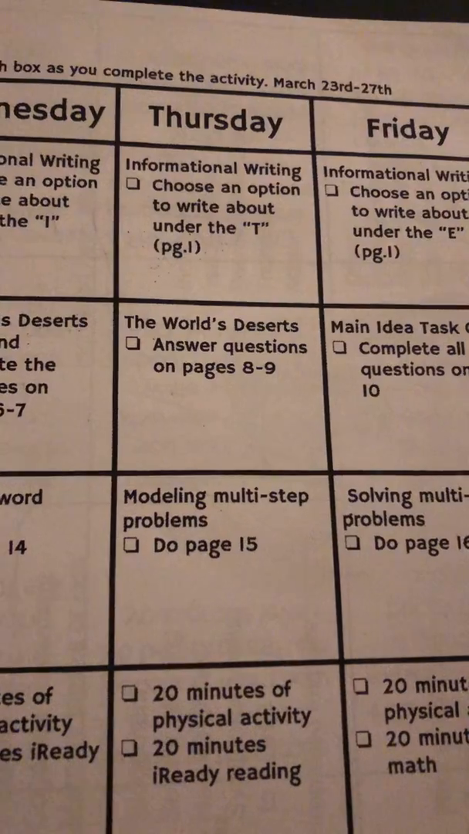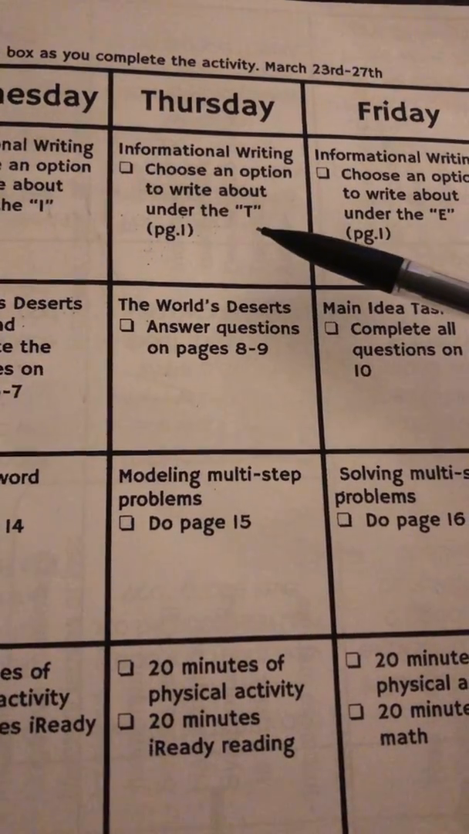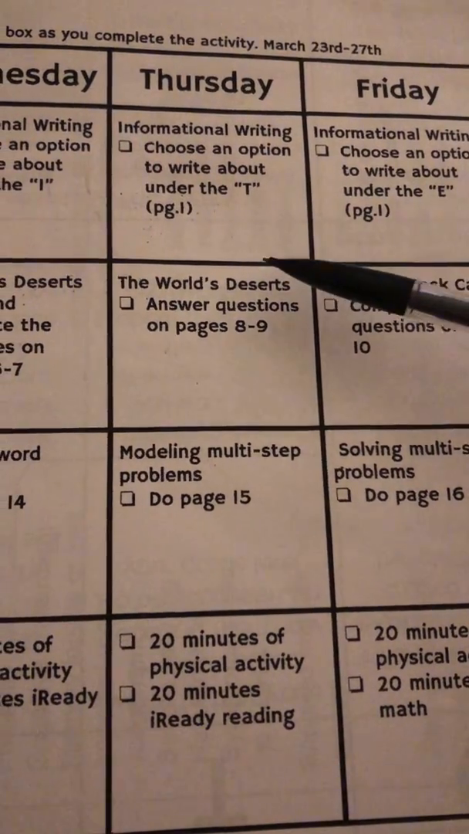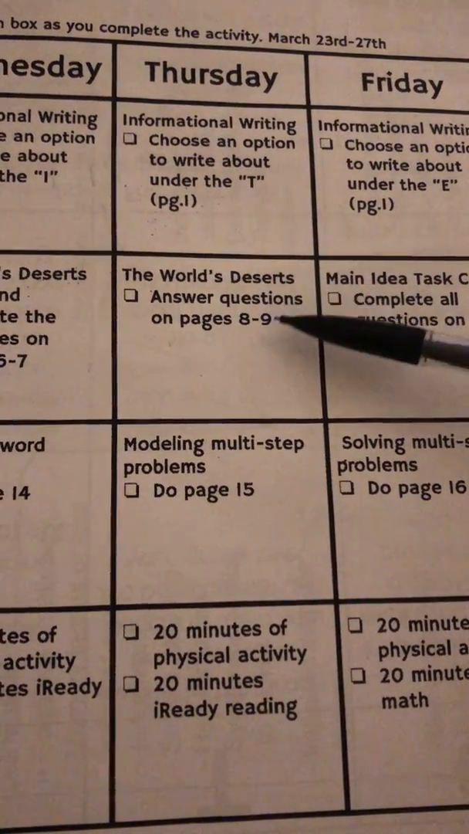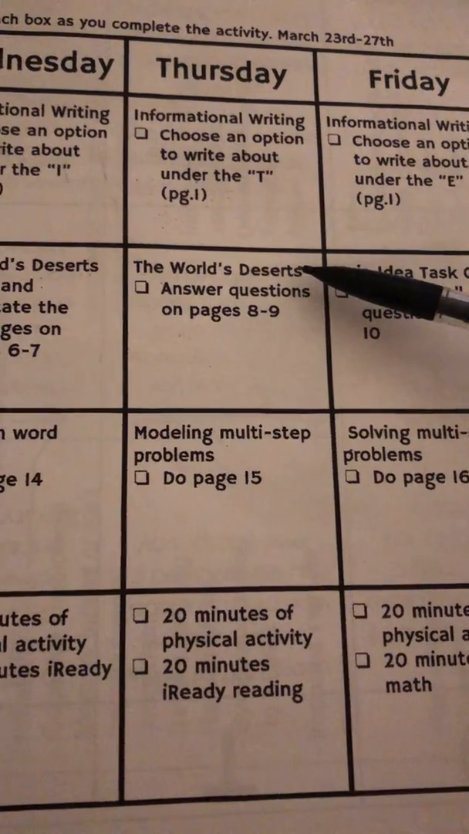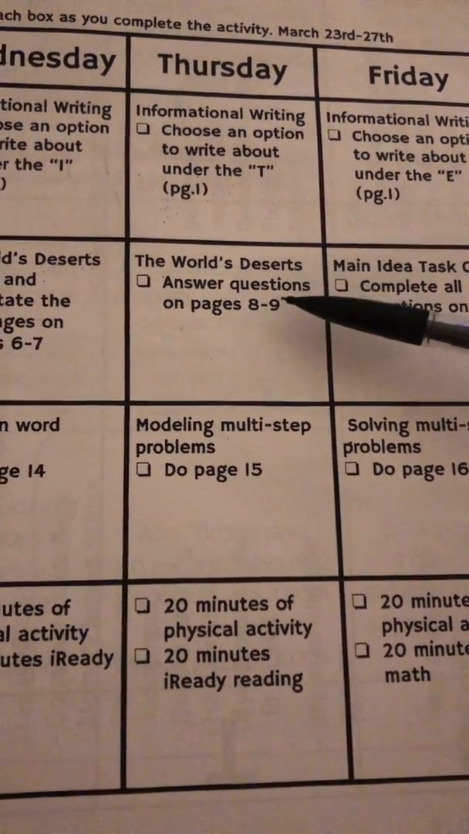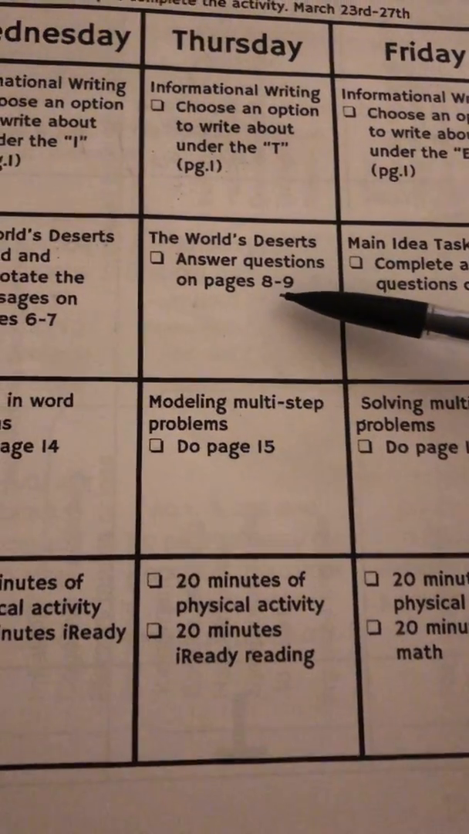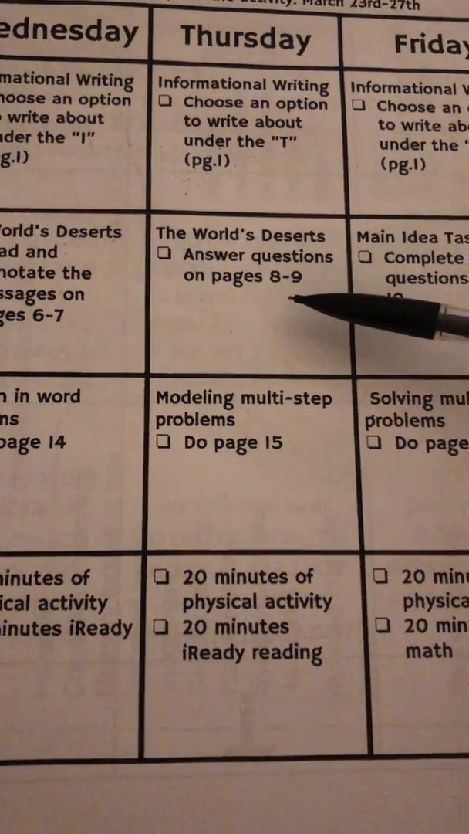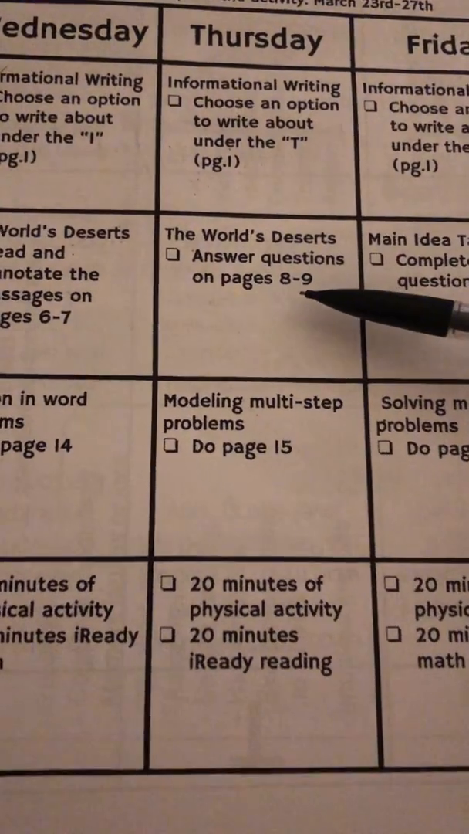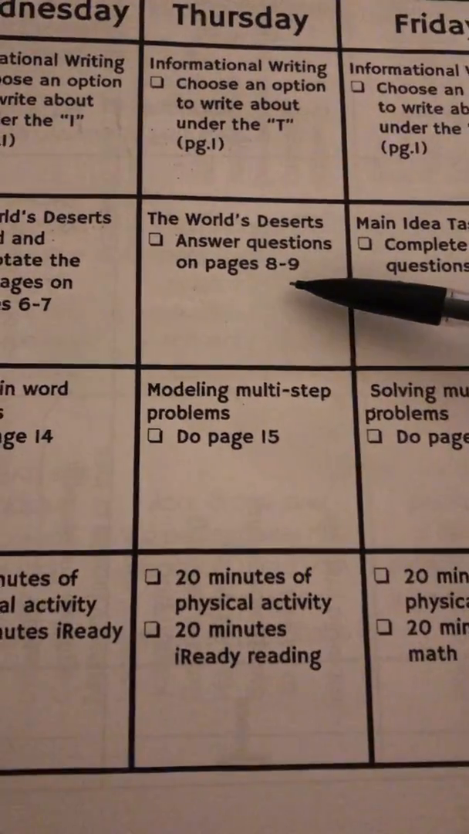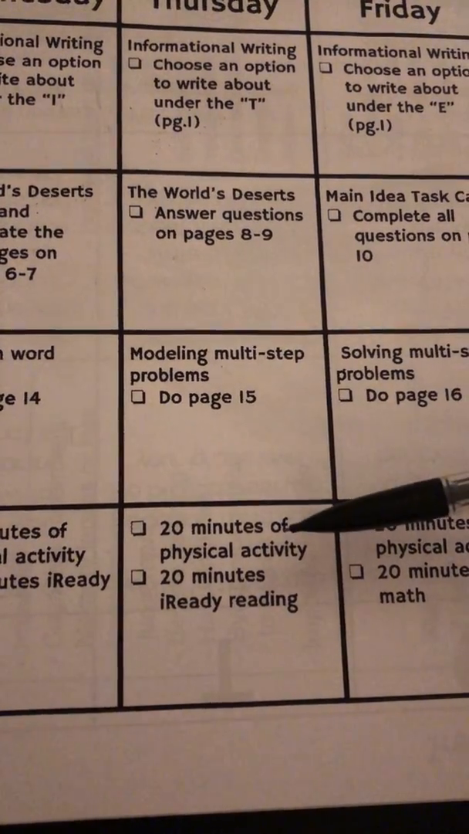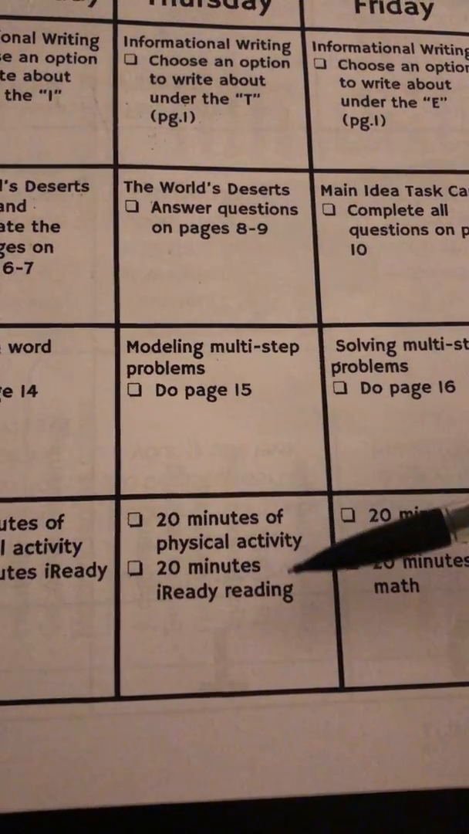So first, as usual, for writing, you will choose an option to write about under the T. Then you will answer the questions on pages 8 to 9 about the world's deserts. Again, please try to refer back to the text. I believe they're asking you to highlight or color or underline with crayon. If you don't have crayon, obviously just do the best you can with a pen or a pencil. Then your math is modeling multi-step word problems, and then if possible 20 minutes of physical activity, and then iReady reading.